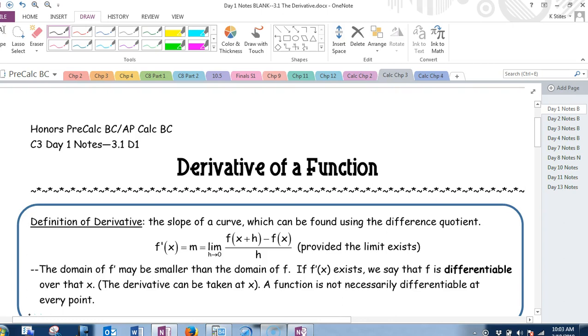Today you will be watching a video on the derivative of a function. This is our first lesson from Chapter 3. And again, you are welcome to watch this video over spring break or watch it the first day back, and I'm happy to answer any questions you have as you go through it.